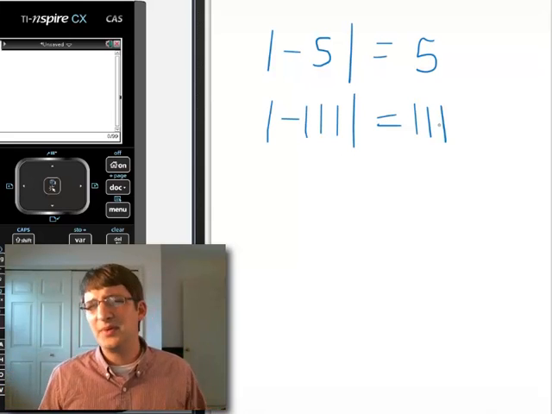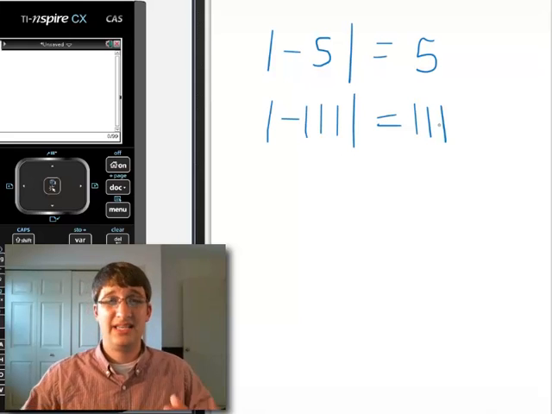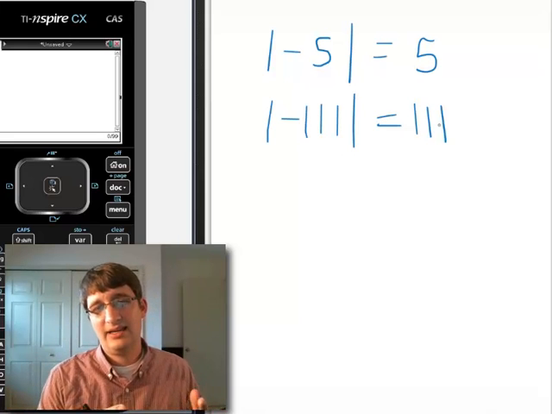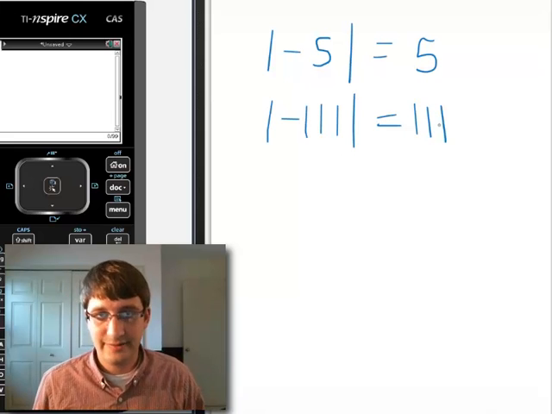For the most part, people remember that absolute values take negative numbers and pretty much turn them positive, okay?